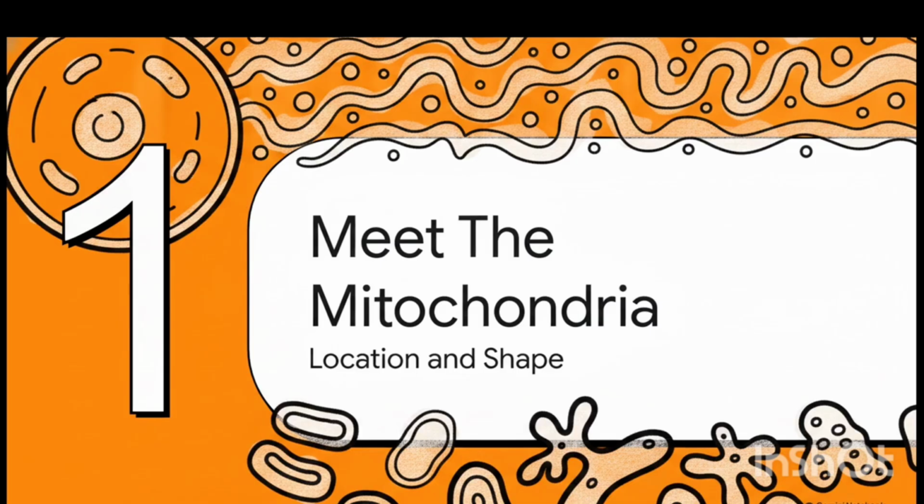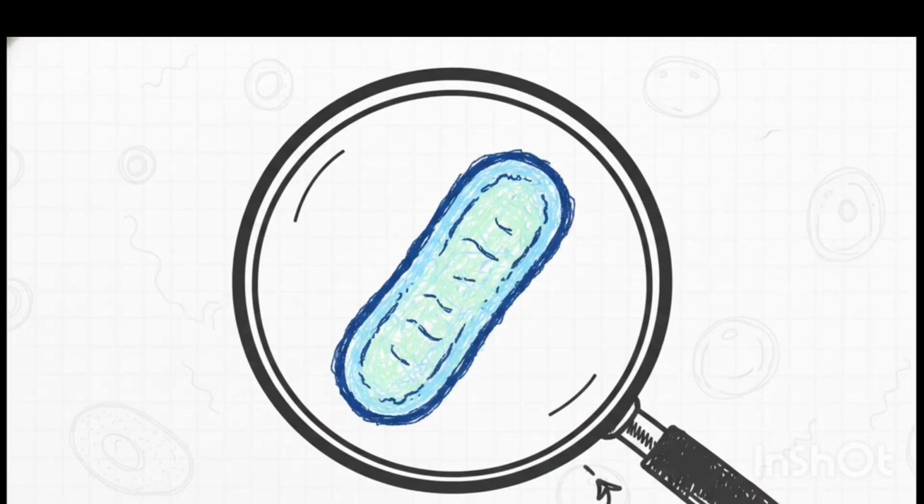So, Section 1, Meet the Mitochondria. We'll start with its basic location and shape. If you were to look under a highly powerful microscope, you'd eventually spot this very distinct, tiny, rod-shaped organelle. That right there is our mitochondria.